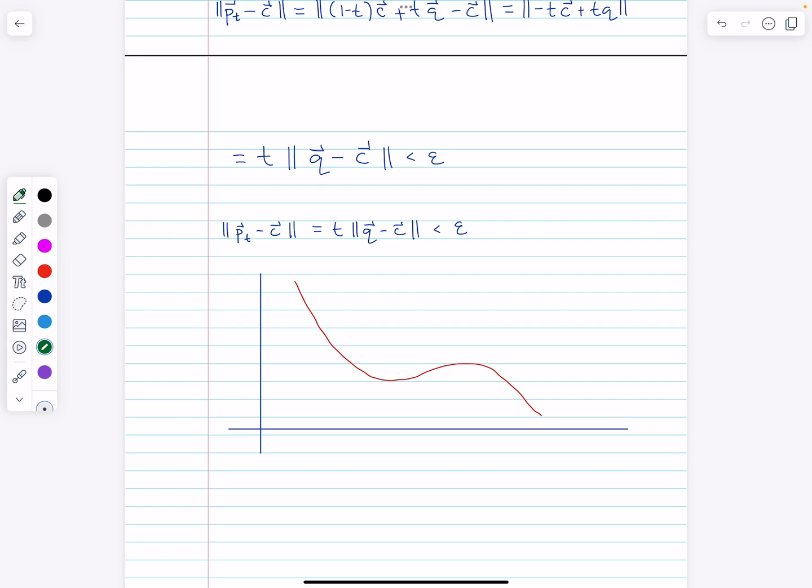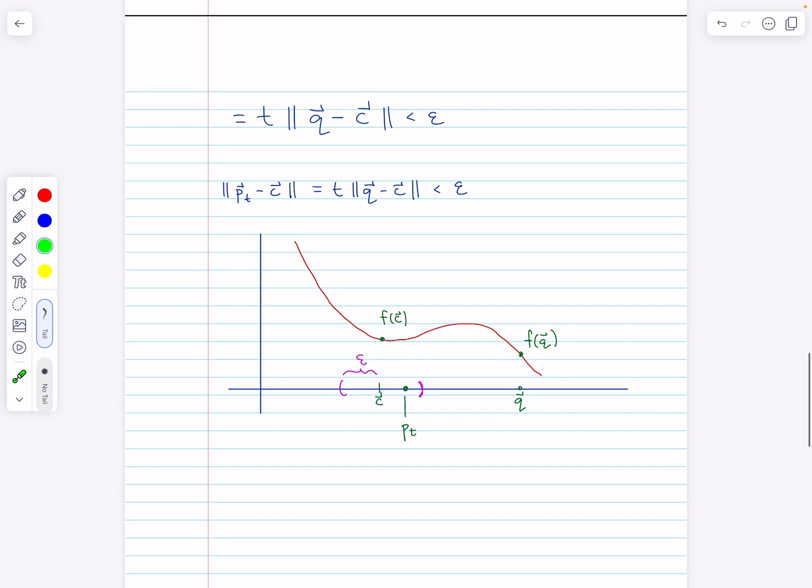All right, so here is my c. This is my f of c. Here is my q. This is my f of q. Okay, and my point p sub t lives somewhere in between c and q. Okay, so it's somewhere in between c and q. And all that previous proof was showing is that no matter how small of an epsilon window you pick around c, you can always pick t to be small enough so that this point lives within that window. Okay, or in other words, so that the distance between p sub t and c is less than epsilon.